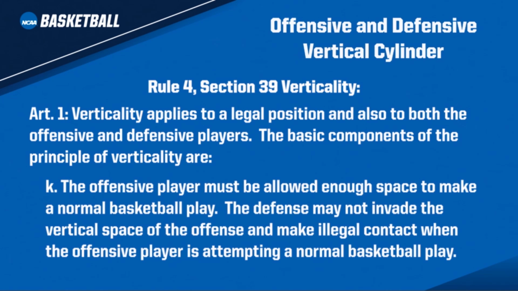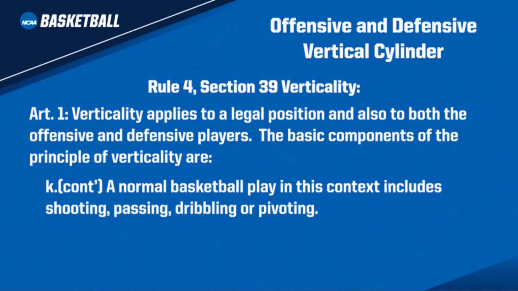K. The offensive player must be allowed enough space to make a normal basketball play. The defense may not invade the vertical space of the offense and make illegal contact when the offensive player is attempting a normal basketball play. A normal basketball play in this context includes shooting, passing, dribbling, or pivoting.